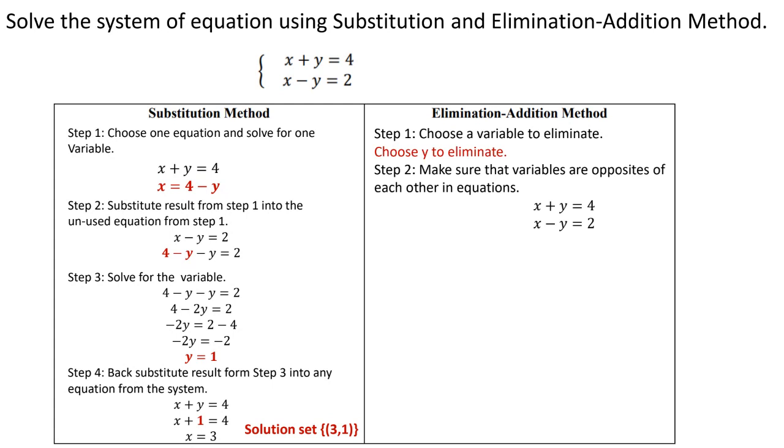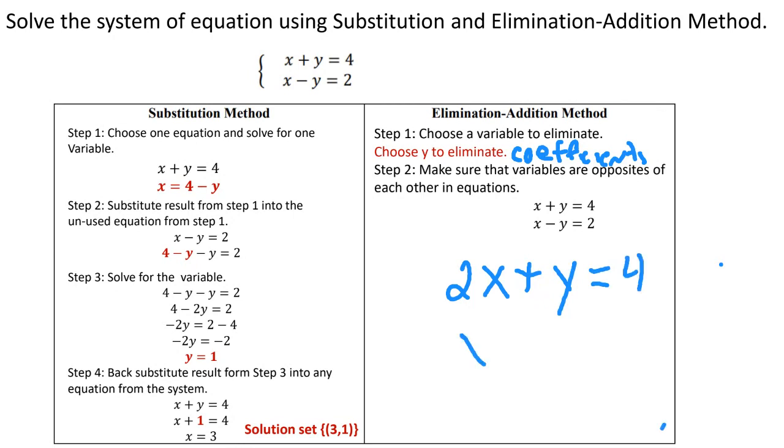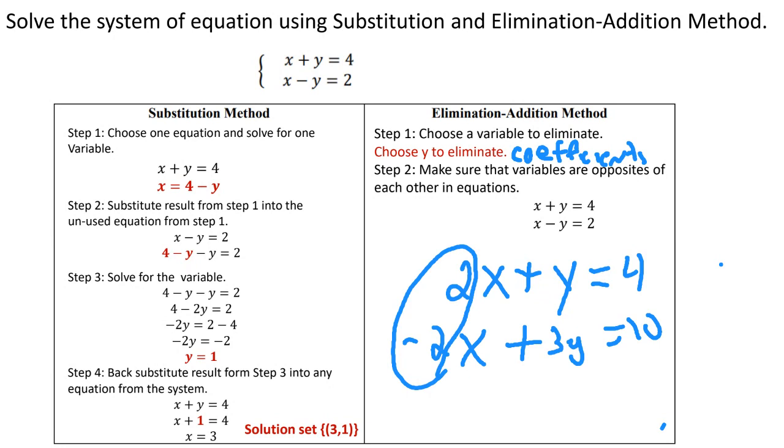And so I'm going to write down my two equations here. Our second step, it says here, is to make sure that the variables are opposites of each other in the equations. What I meant to write instead is make sure that the coefficients of the variables are opposites. What I mean by that is, let's say I had 2x plus y equals 4, and then I had negative 2x plus 3y equals 10. The negative 2 and the 2 are opposites of each other, okay?